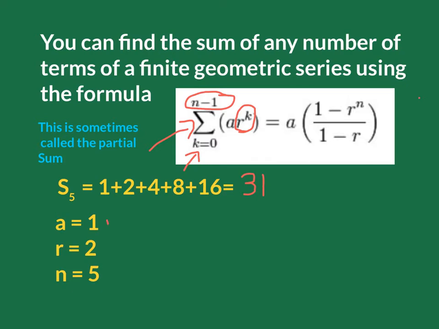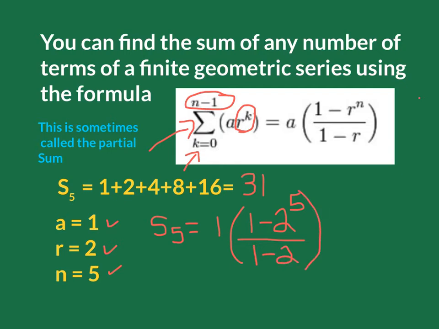We need values of a, r, and n to put into the formula. Finding the sum of the first 5 terms of this series means that we're going to put in 1 for a, 2 for r, and 5 for n because there are 5 terms. In the denominator we have 1 minus r, or 1 minus 2. So now we have 1 multiplied by 1 minus 2 to the exponent 5. 2 to the exponent 5 is 32, so that's 1 minus 32. And on the bottom we have 1 minus 2, which is negative 1.